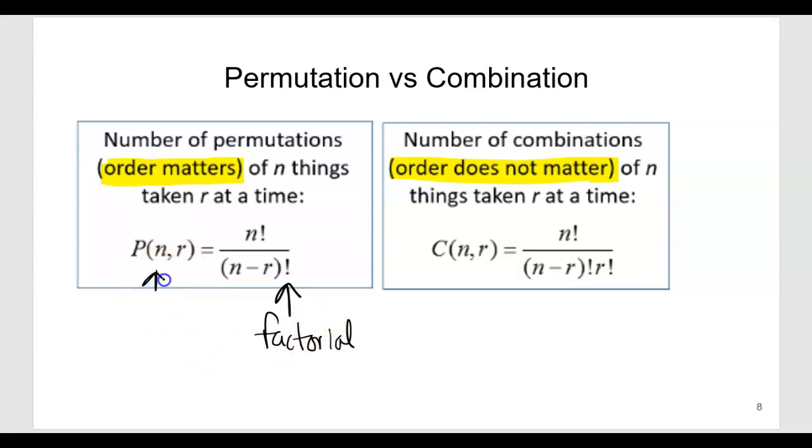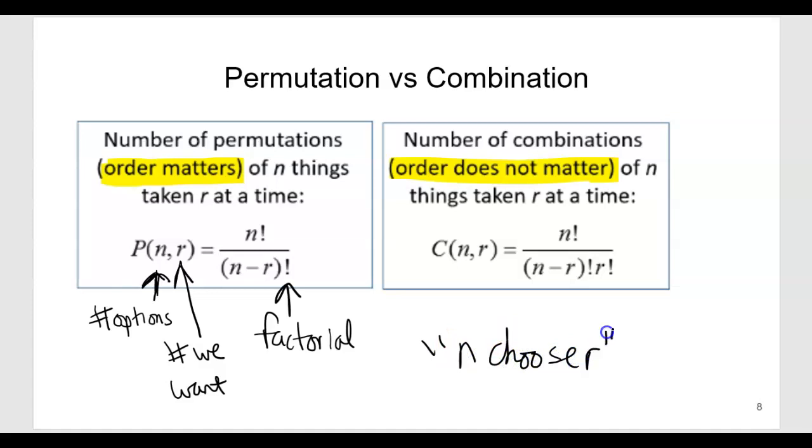So I think of n as how many options and r as how many we want. So we will practice these. You're going to want to write down these formulas. So we would say this as like n choose r. So I'm going to have 5 things, but I'm only going to choose 3 of them.